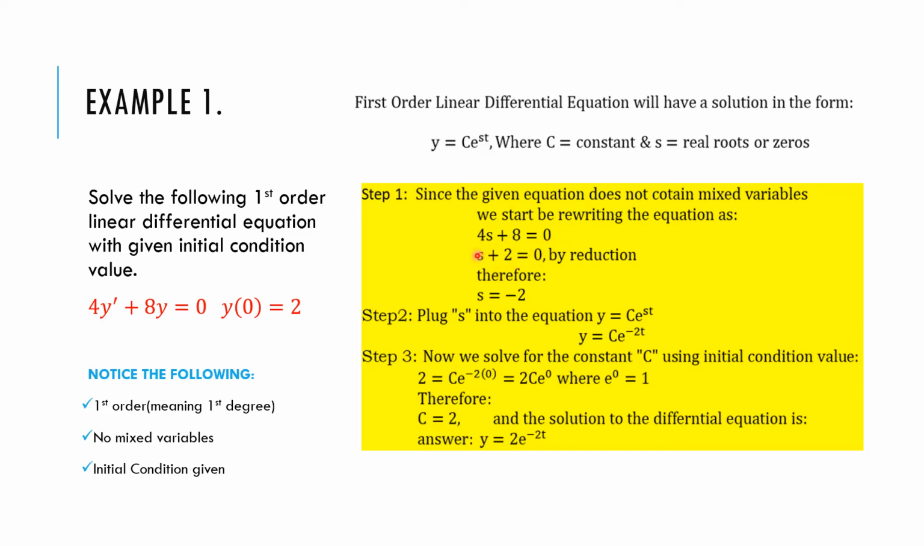So now, the next thing that I would do is try to simplify this equation as best as I can. When I do so, I would divide by 4, and that would leave me with s plus 2 equals 0. After that, I would have to solve for s. When I do so, I move the 2 to the other side of the equal sign, and I get that s equals negative 2. Now I have a value of s, so I can just take that value of s and replace it up here with a negative 2 times t. Okay? And when I do so, this is what I get. I get y equals c times e raised to negative 2t.